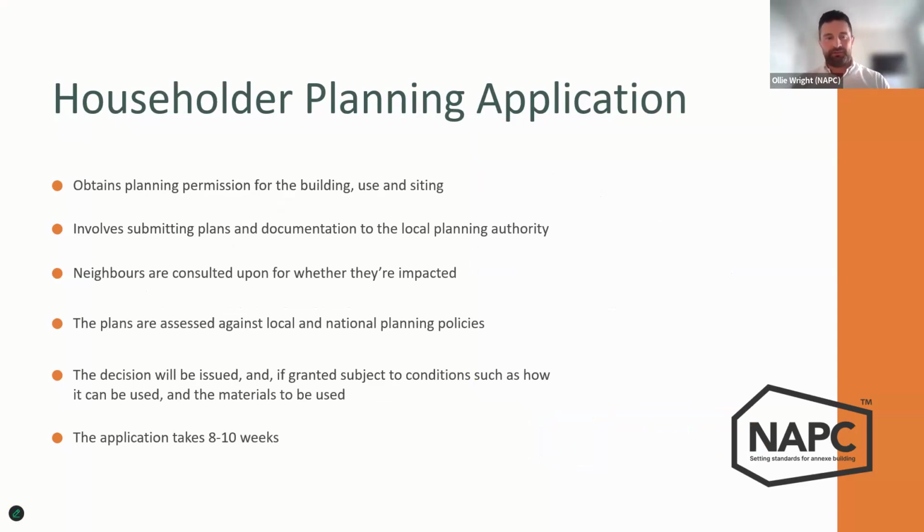Now, what this does, this gets you planning consent from the council for how the building is going to look, where it's going to go, how big it's going to be, where it's going to be sited on your site, and how it's going to be used. And then you get permission for that in that place, in that location, how it's going to look. And that's what you have to stick to. So that involves obviously a set of drawings.